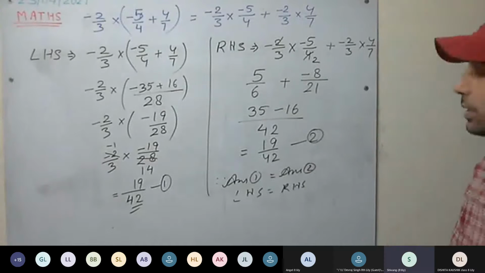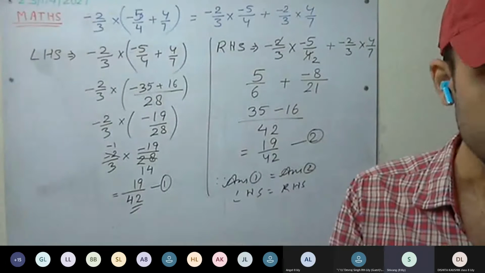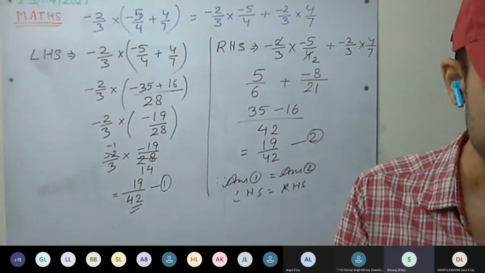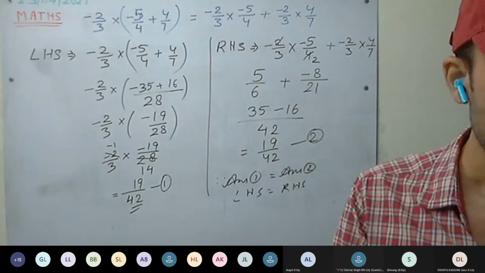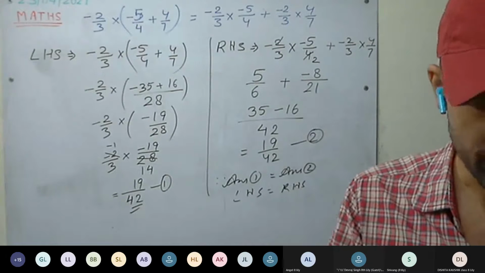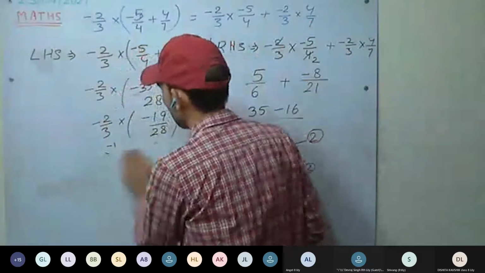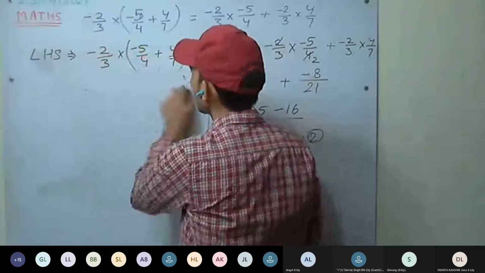Yes, sir. Okay, so rest 3, do as homework. We'll start with 6th one. Okay, using the distributive property, find the value of each of the following. That we will be solving. Okay. So rest 3, do as homework.